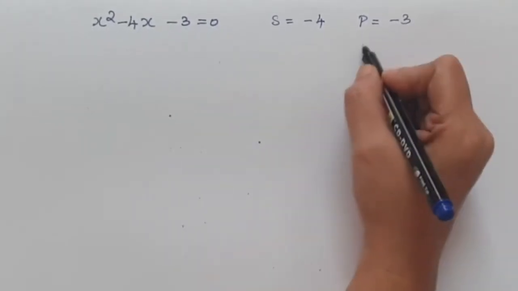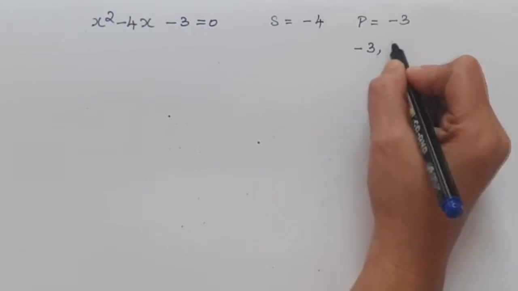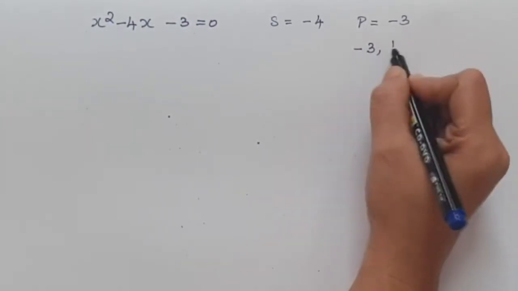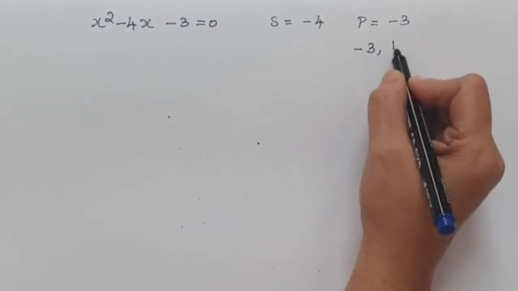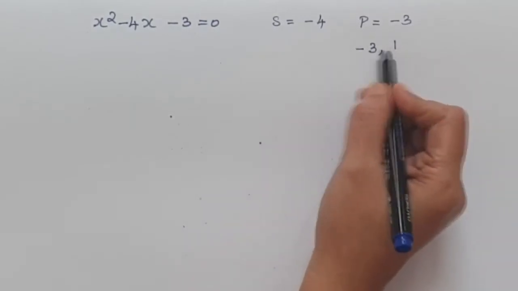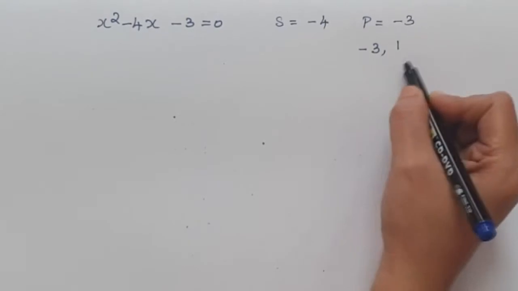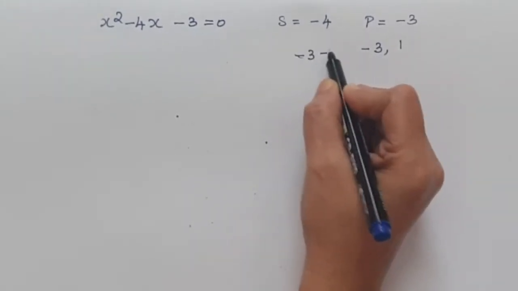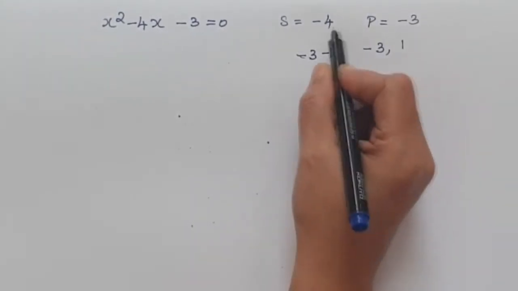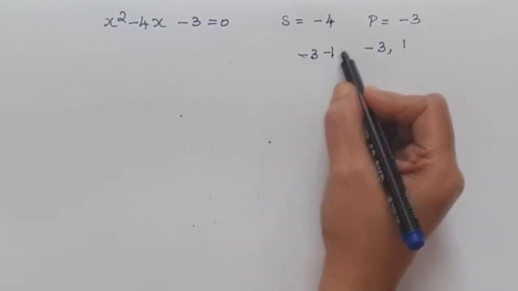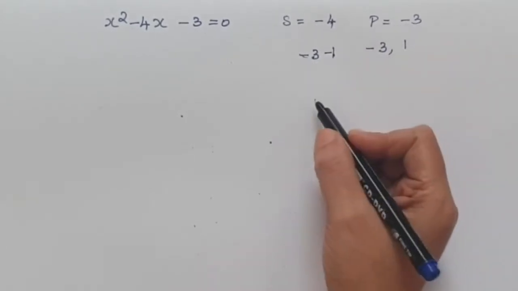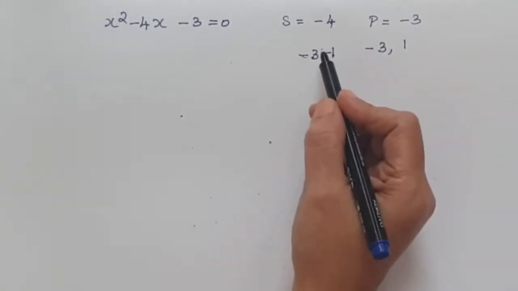Suppose if you have product minus 3, it can be minus 3 and 1. So when you multiply it, it is minus 3. But when you add it, it gives us a negative 2, not a negative 4. Or if you feel that you need to get a negative 4, we can write it as minus 3 minus 1. So when you add it, you get minus 4. But when you multiply it, you get plus 3. So we cannot find the factors.